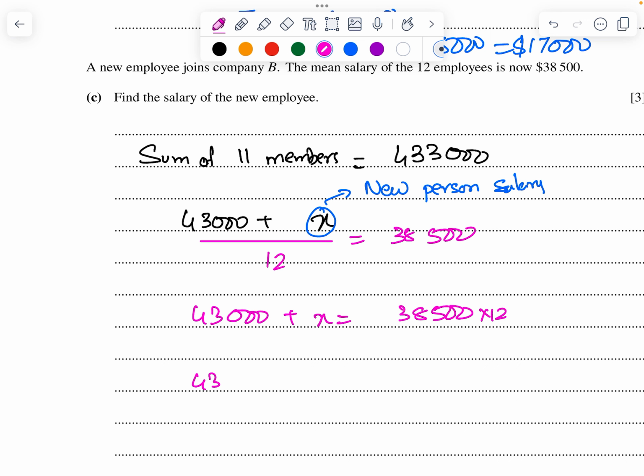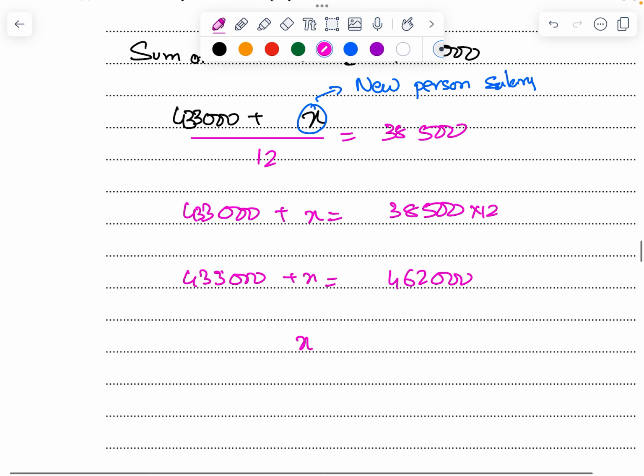So 433,000 plus X equals 38,500 times 12, which is 462,000. So what will be the value of X? 29,000. So that's going to be the salary of the new person.